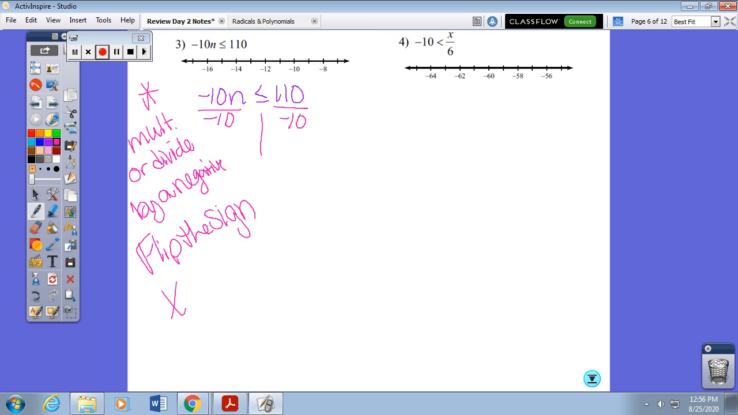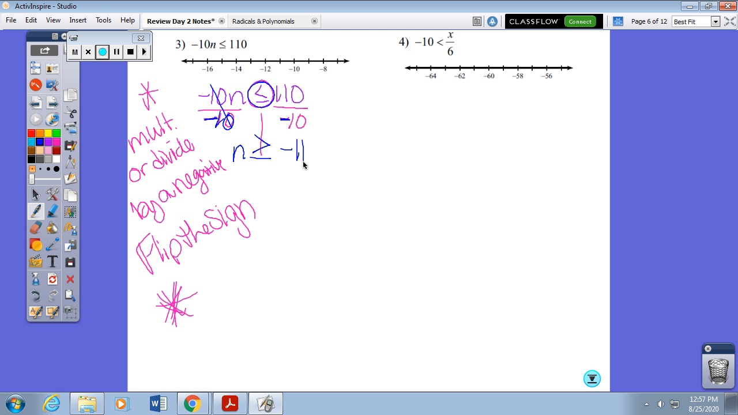Okay, this is very, very important. Make sure you write that down. So this sign right here is going to get flipped over and it's going to point the other direction because I divided by negative 10. I divided by a negative number. Okay, so negative 10 divided by negative 10 is 1. n is greater than or equal to negative 11.